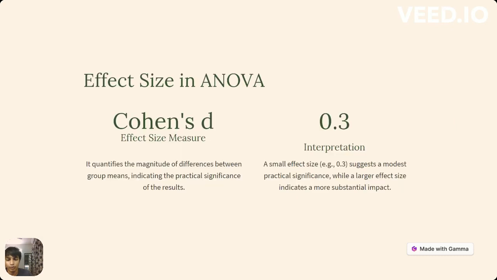Effect size in ANOVA. Cohen's d. Effect size measures quantify the magnitude of differences between group means, indicating the practical significance of the result. Interpretation: a small effect size, for example 0.3, suggests a modest practical significance, while a larger effect size indicates a more substantial impact.